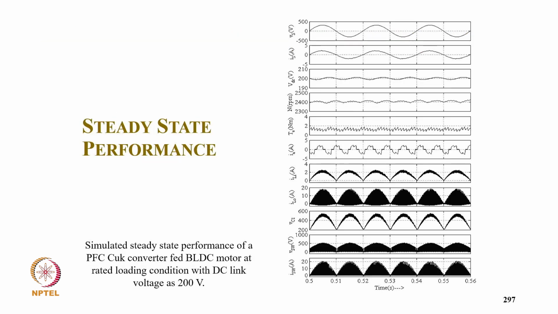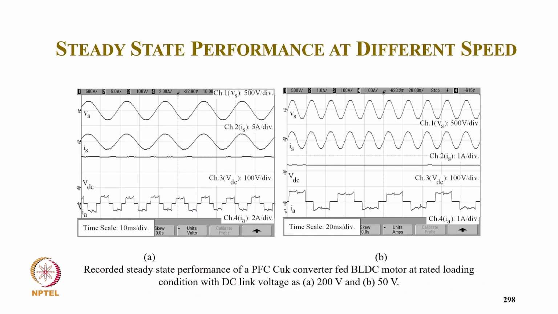And these are the steady state simulated waveforms of the converter. So you can see supply voltage, supply current, DC link voltage, speed, torque, and winding current. Then the input inductor is continuous, the output inductor is discontinuous, the capacitor voltage is continuous, and then the switch voltage and switch current. So it gives you a complete idea of how the converter operates.